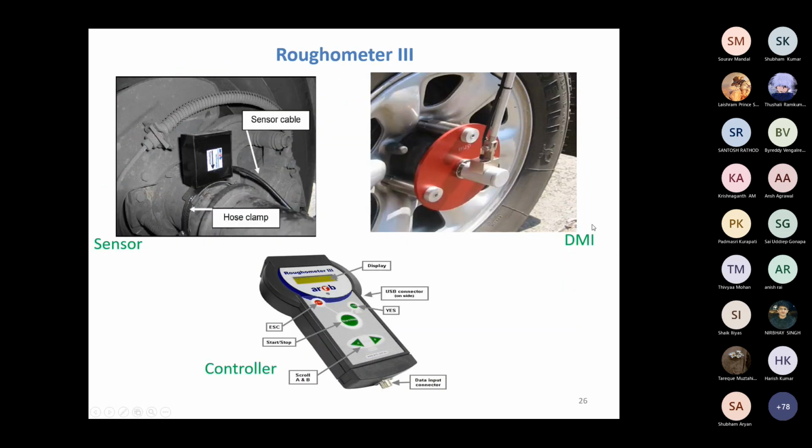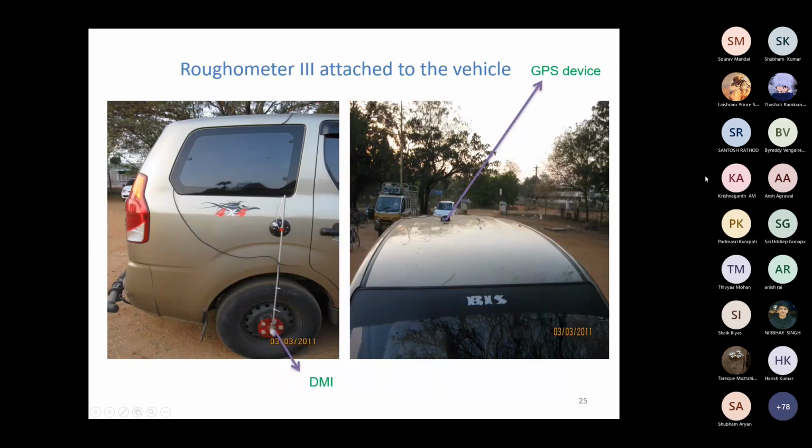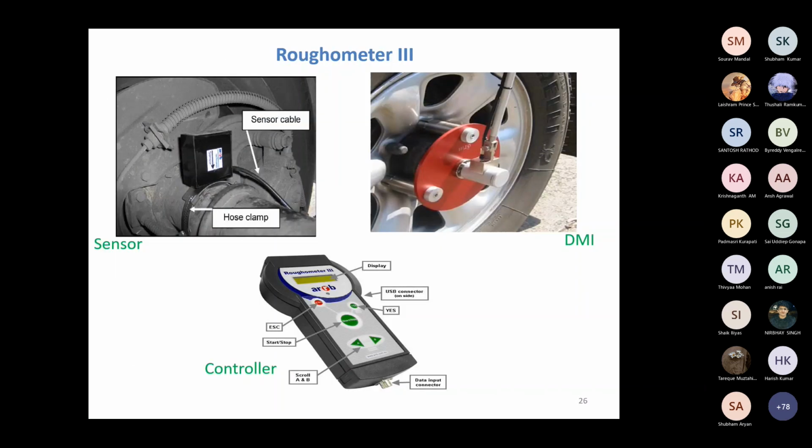Then a distance measuring instrument also is there, which is fitted to the wheels, and you can see a GPS also. So whenever the vehicle is moving, if your road is smooth, there will be very little jerk. If there are a lot of undulations, then the jerks will be very high, and you can read that as the profile. Sensors are there. With that you can find the roughness of the road.